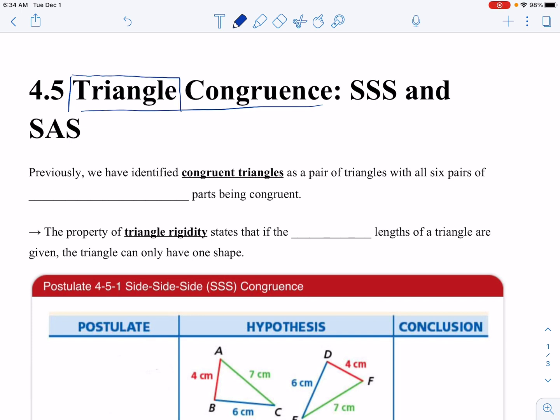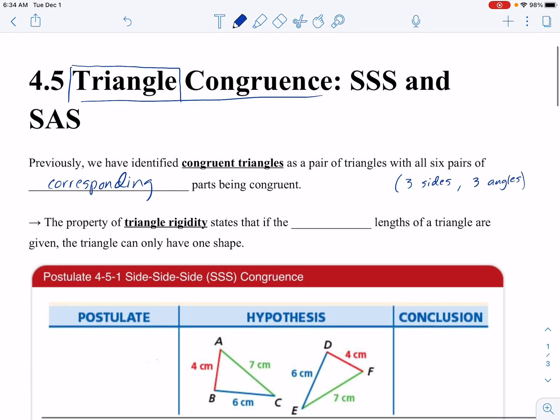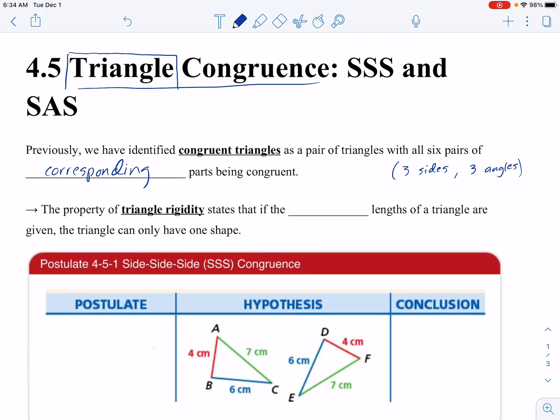We previously identified congruent triangles as a pair of triangles with all 6 pairs of corresponding parts being congruent. All 6 pairs meaning the 3 corresponding sides and 3 corresponding angles of the 2 triangles being congruent. Then we were able to state that the entire triangle was congruent to another triangle. But today we're going to focus on 2 postulates that state we don't need all 6 pairs. We actually only need 3 pieces of information.